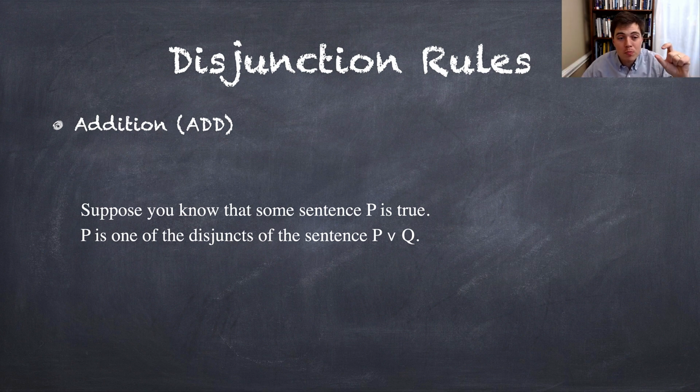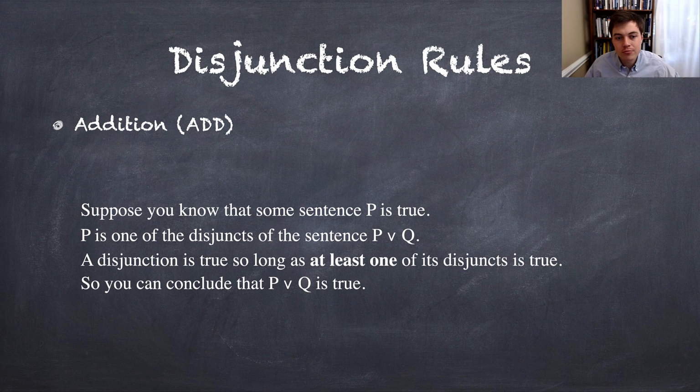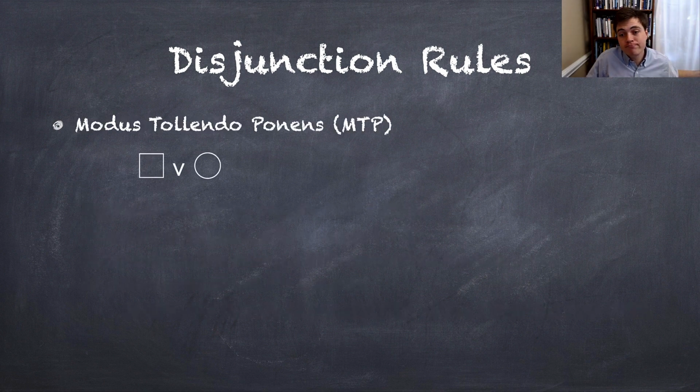You do know that P is one of the disjuncts of the sentence P or Q, and we're also assuming that P is true. And given the truth table for disjunction, you know that a disjunction is true so long as at least one of its two disjuncts is true. Since you know that one of the disjuncts of P or Q is true because you're assuming that P is true, you can conclude that P or Q as a whole is true. Q may be false, or it may be true, or you may not ever know. Doesn't matter. It's a valid inference. So that's the add rule.